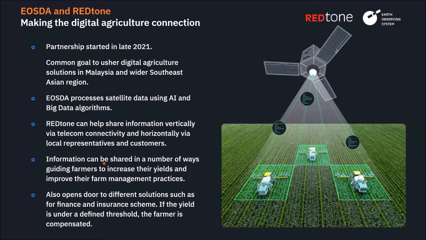Using our solutions, we believe that REDtone can use their telecom capabilities to share the information with the farmers, the growers, and, as we saw in the previous slide, the government agencies and even the financial services providers. So we see two ways of promoting the solution in Malaysia: vertically, by sharing the information via their telecom capabilities and connectivity, and horizontally, via their ability to establish local representatives and direct users of the solutions.